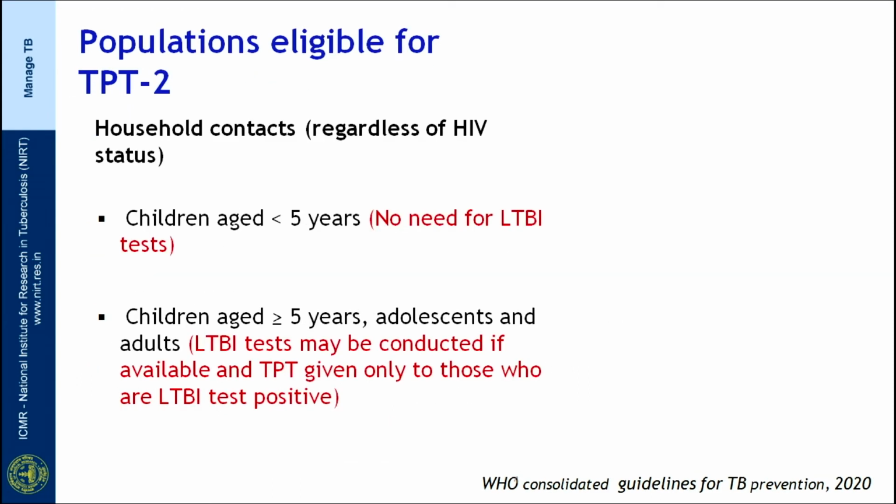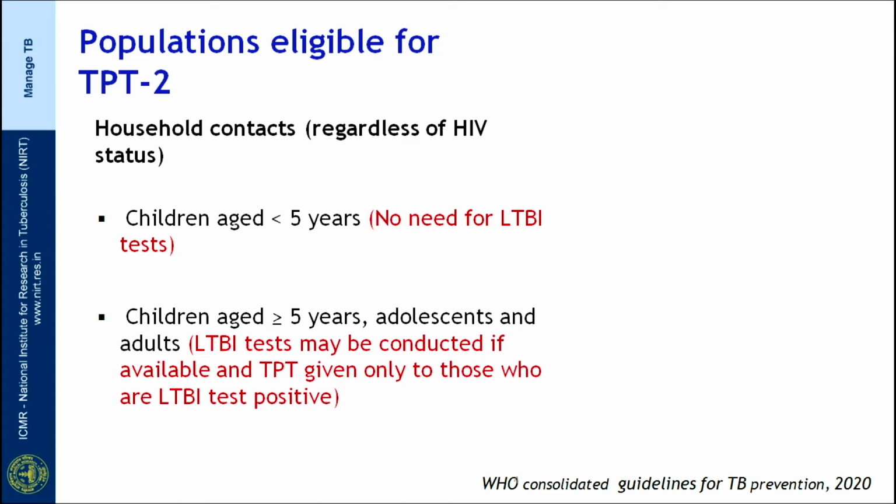Now, the second population subgroup who are eligible for TPT are household contacts regardless of HIV status. The reason being that these are another group of people who are at very high risk of development of TB disease, and therefore, TB preventive treatment is recommended in them. When we look at household contacts, we generally divide them into children aged less than 5 years and children aged greater than 5 years, adolescents and adults.